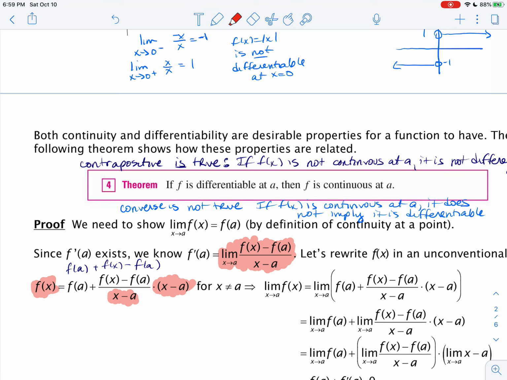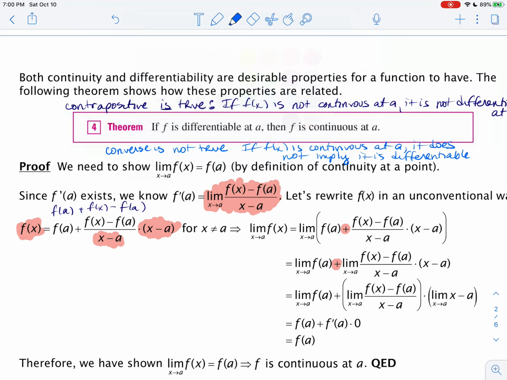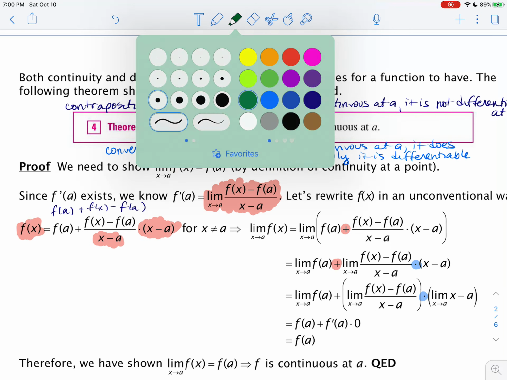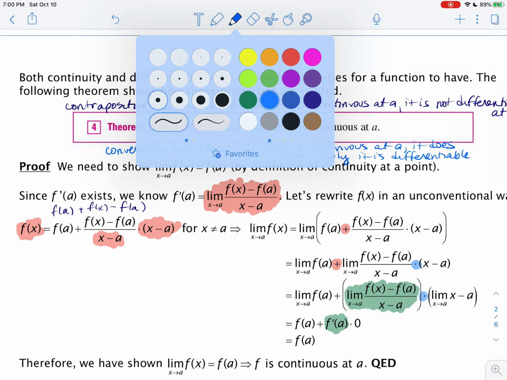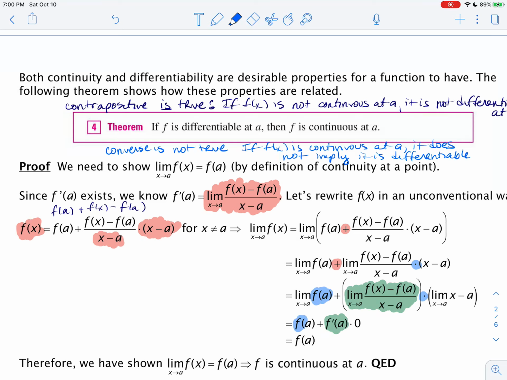And then I start taking limits as x approaches a, because I want to show that the limit as x approaches a is f of a. And so I use my limit laws. The limit of a sum is the sum of the limits. And then the limit of a product is the product of the limits. And we know that the limit as x approaches a of f of x minus f of a over x minus a is actually equal to f prime of a. And we know that the limit of a constant is a constant, so f of a is a number, so the limit as x approaches a is going to be that number.